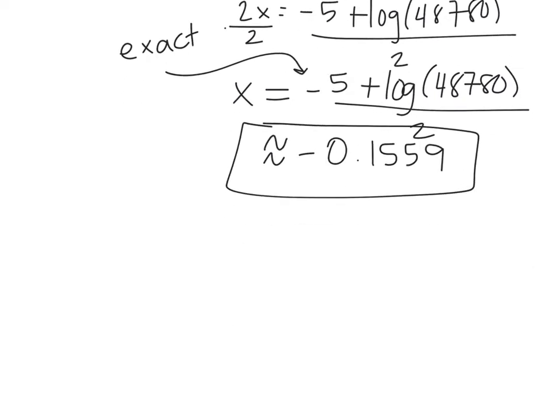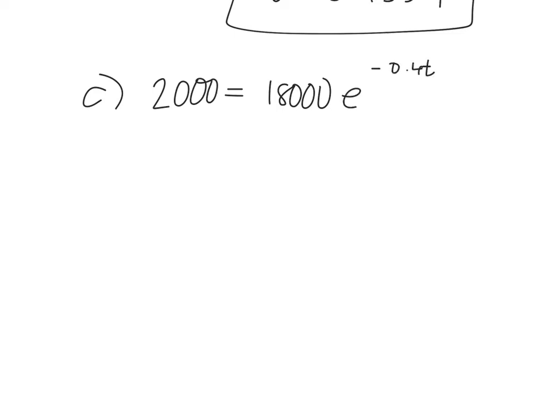All right, let's do another one. All right, part C. So now I have 2,000 equals 18,000 times e to the negative 0.4t. Now again, what should my first step be? Well, I want to get the exponential all by itself. So I want to get e to the negative 0.4t by itself. So I need to get rid of the 18,000.